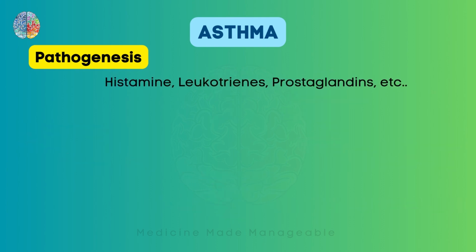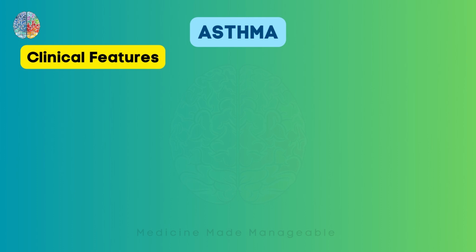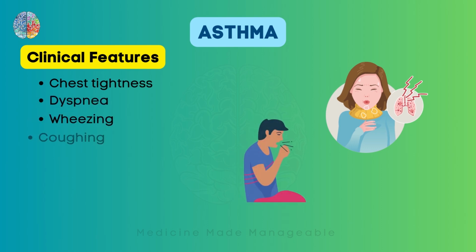Now these leukotrienes, prostaglandins and histamine which are released are the main culprits here. They will lead to bronchoconstriction, increased mucus secretion, or in short, narrowing of the lumen. And this is what causes all the symptoms. Now what are the clinical features that you're going to see? There will be a feeling of chest tightness as we discussed in the start. There will be dyspnea, there will be wheezing which will be heard on auscultation, and obviously coughing.